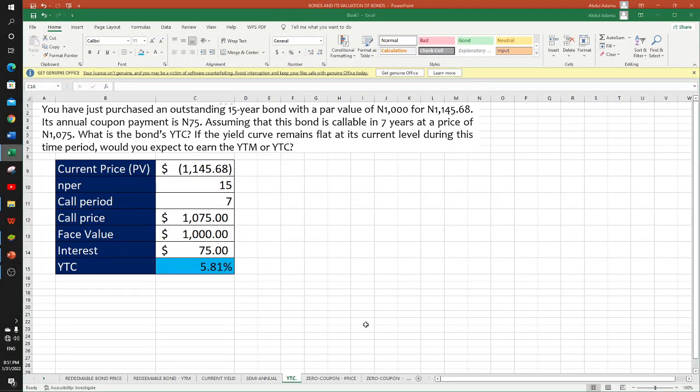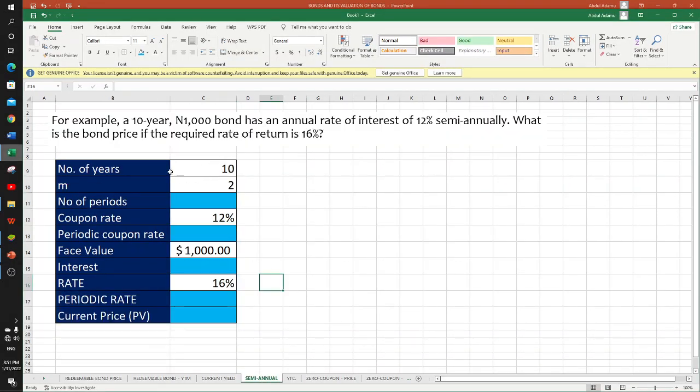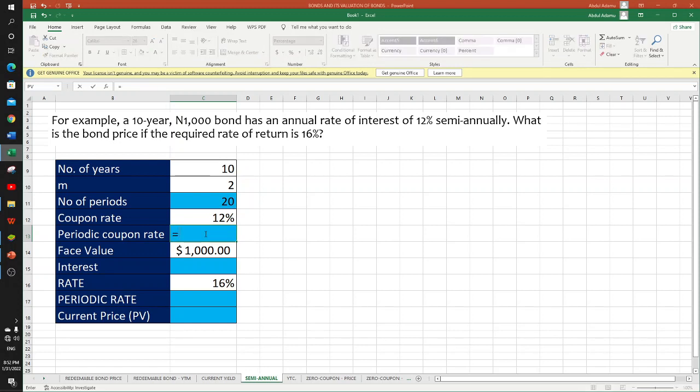Now if we go to Excel, this can be demonstrated. You can see the period is 10 years, and it is semi-annual, that is why M is 2. So the number of periods will be equal to 2 times the 10. Enter, that is 20. Then the periodic coupon rate will be equal to the coupon rate divided by M. We have 6%. The interest will be the face value times the 6%, that is 60.